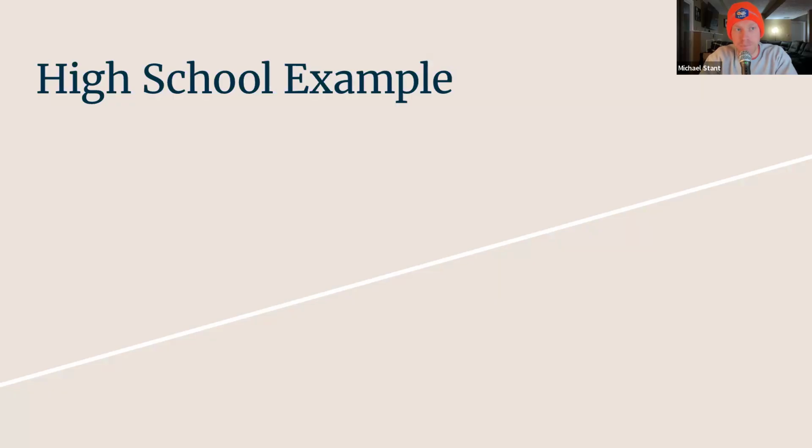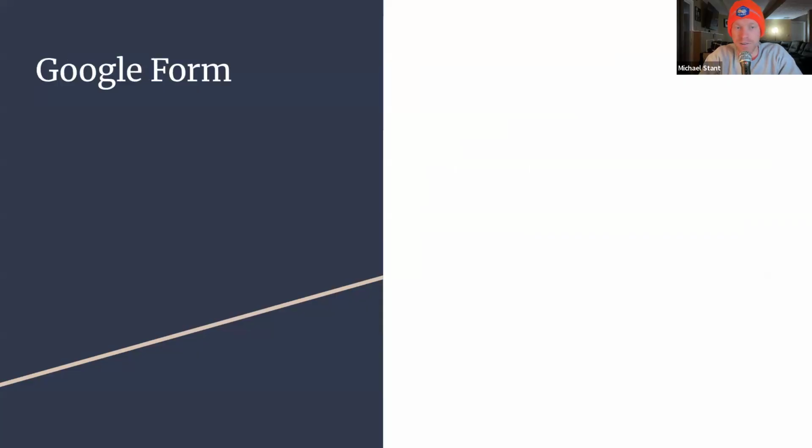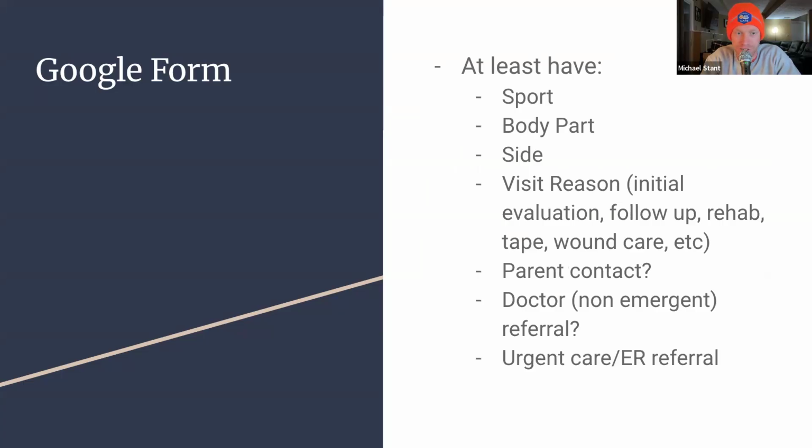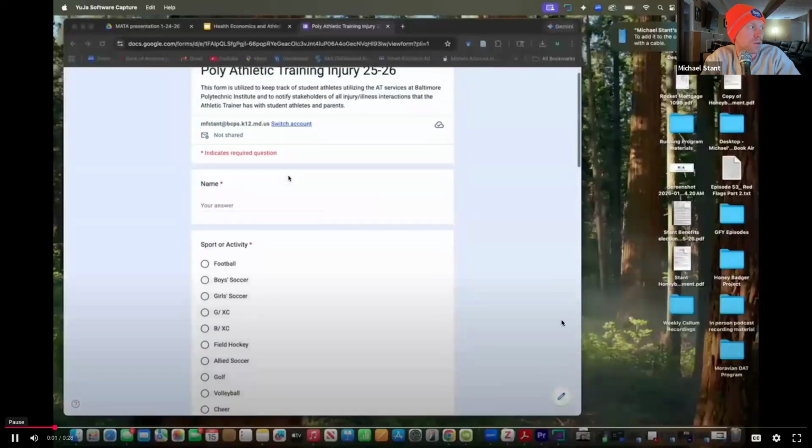So right here is my example. Here's my Google form. All the basic stuff: sport, body part, side. What's the visit reason? Was the parent contacted? Was there a referral essentially? And then was it urgent care or EI or ER referral? So this is a video really just of me showing what that Google form looks like.